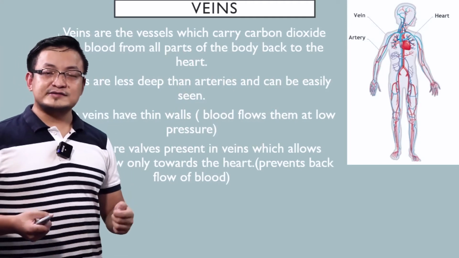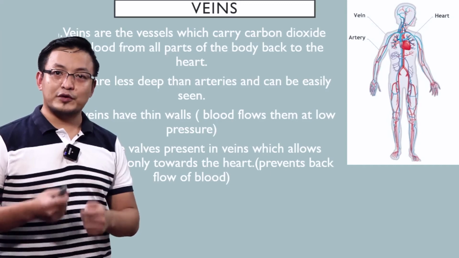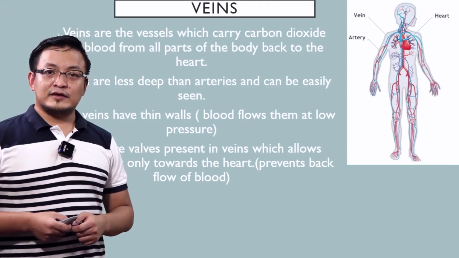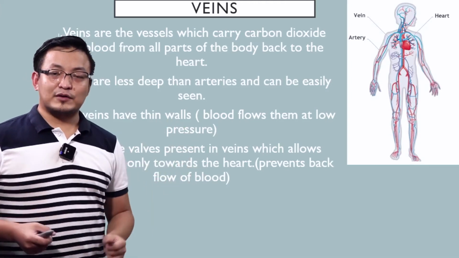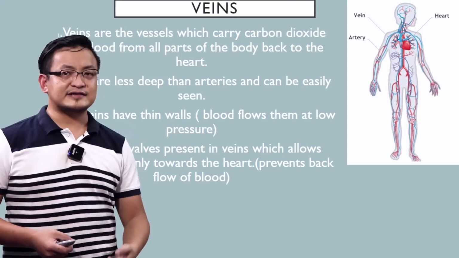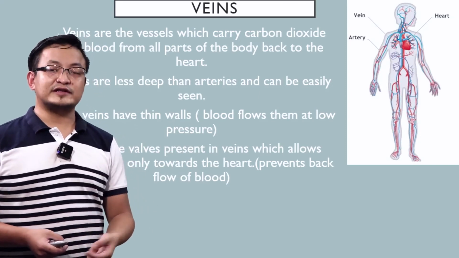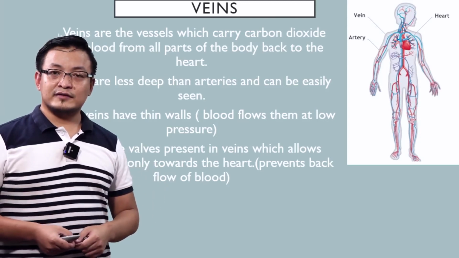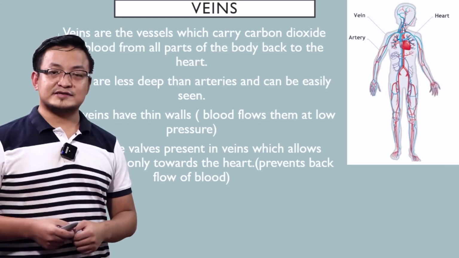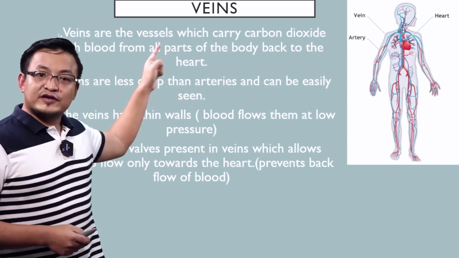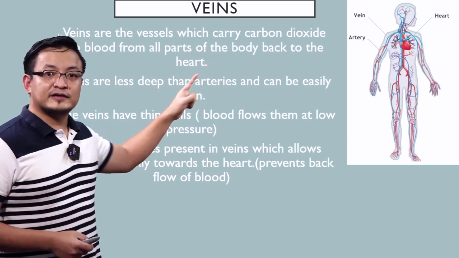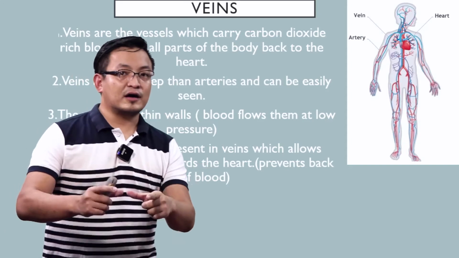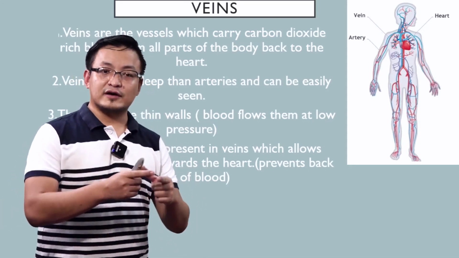Veins carry waste, because carbon dioxide is released, right? In our previous chapter, we studied inhalation and exhalation. We discussed the inhalation of oxygen and the release of carbon dioxide, right? So how are they released? Veins are the vessels which carry carbon dioxide-rich blood from all parts of the body back to the heart.